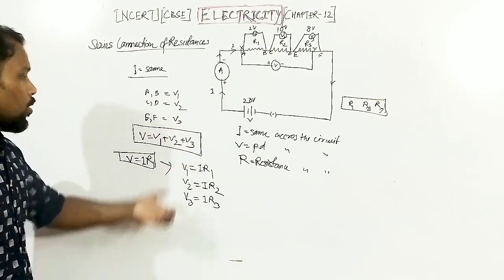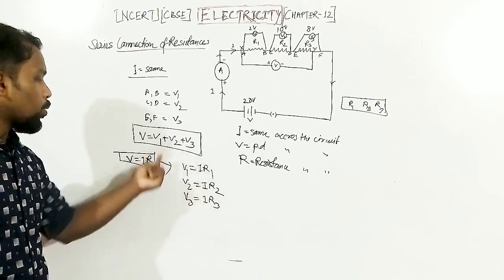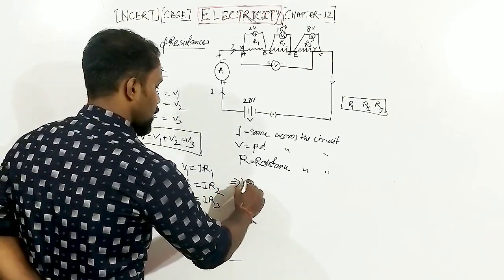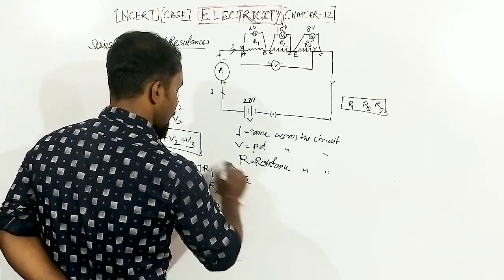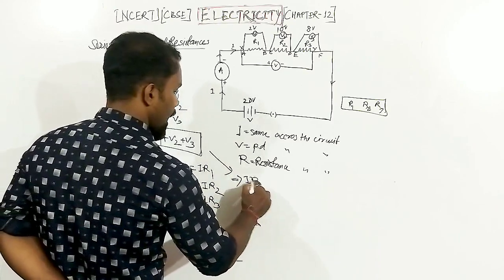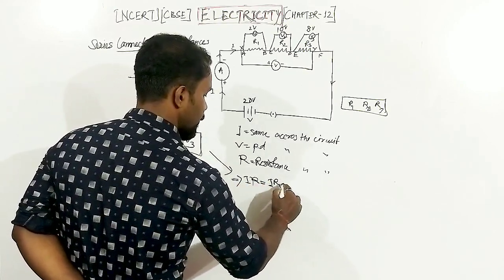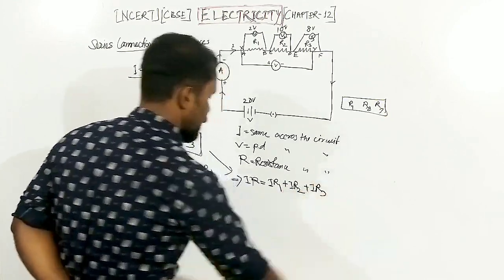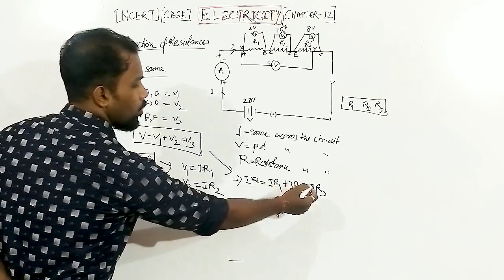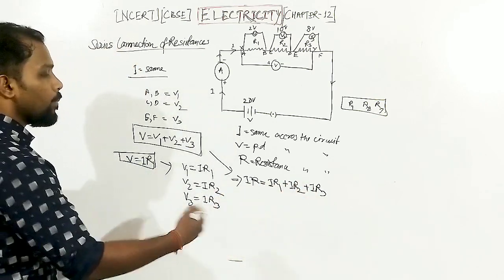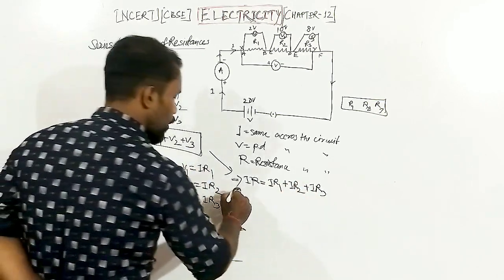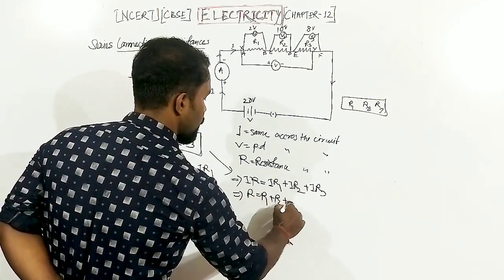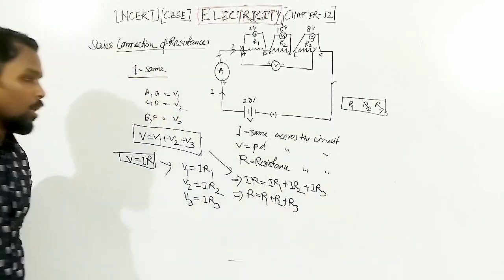Since in the whole circuit current I is constant, that is what you can write. So if we put the values of V1, V2 and V3 in this equation, we are going to get V equal to IR. From this equation, I am coming to IR equal to IR1 plus IR2 plus IR3. Since we can take the common I, and I will get cancelled out on both sides, only R equal to R1 plus R2 plus R3 will be there.